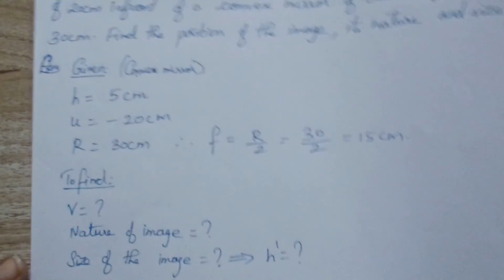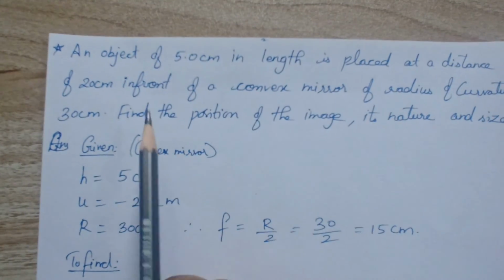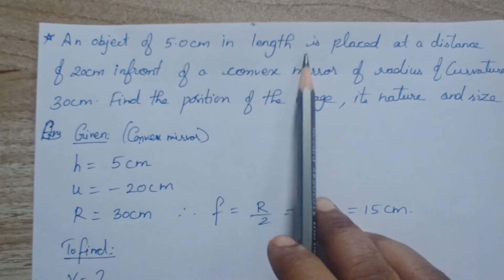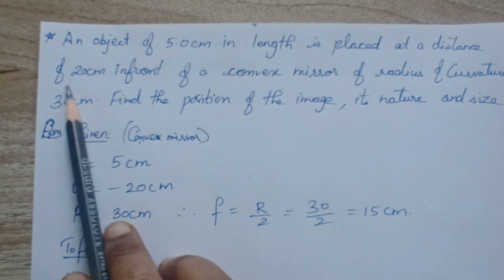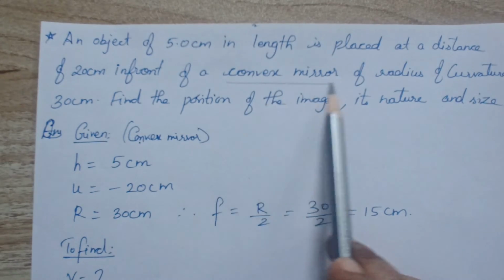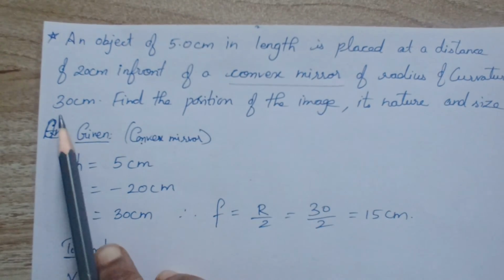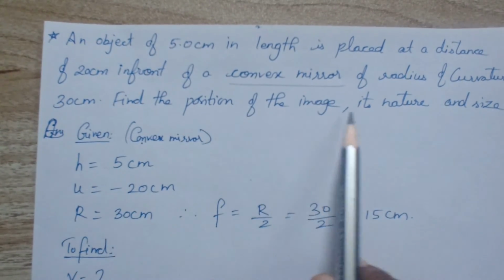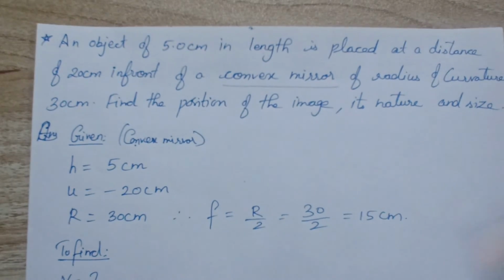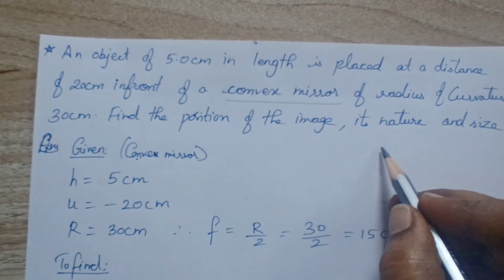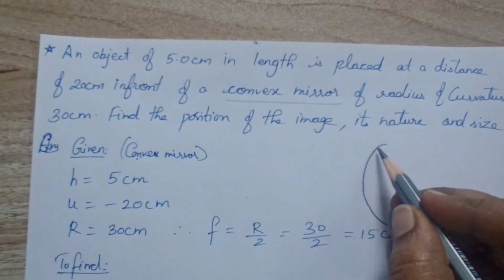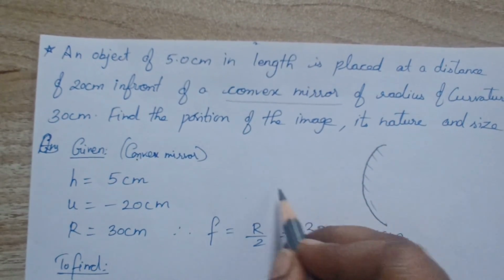And your last sum. Okay, an object of 5 centimeter in length is placed at a distance of 20 centimeter in front of a convex mirror of radius of curvature 30 centimeter. Find the position of the image, its nature and its size. Same type of question. So a convex mirror is curved outwards. First draw the rough diagram.